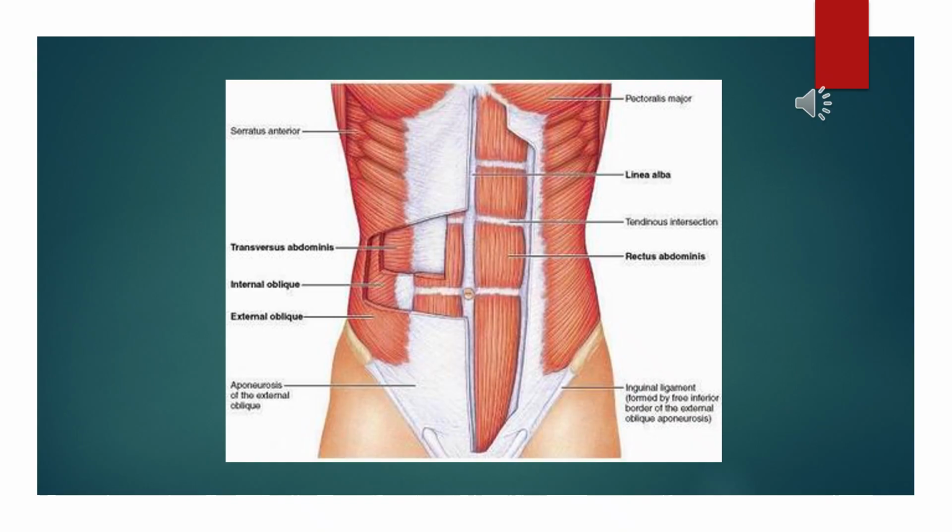Also, we have the external oblique muscle, the internal oblique muscle, and inside of all of that, the transversus abdominis muscle. All of these muscles of the abdominal wall are innervated by the anterior rami of spinal nerves.